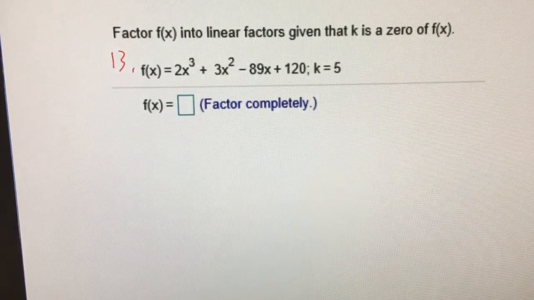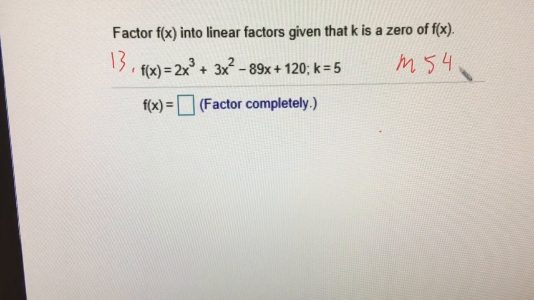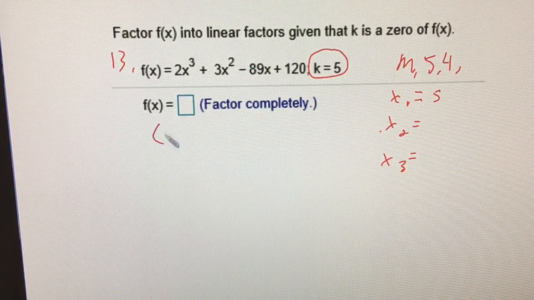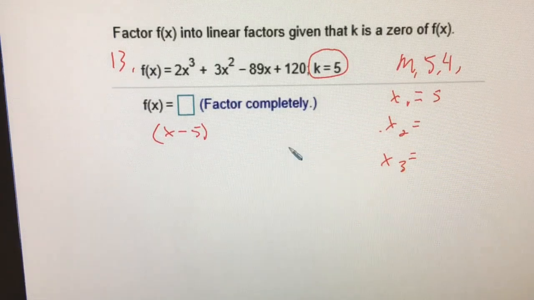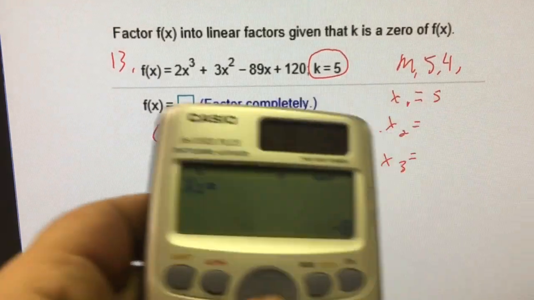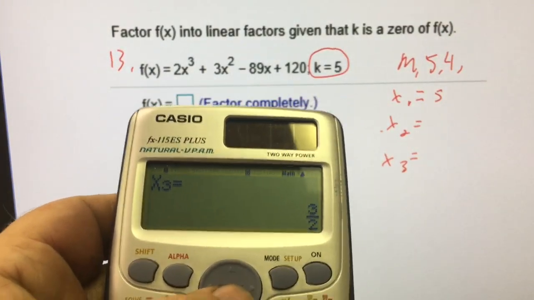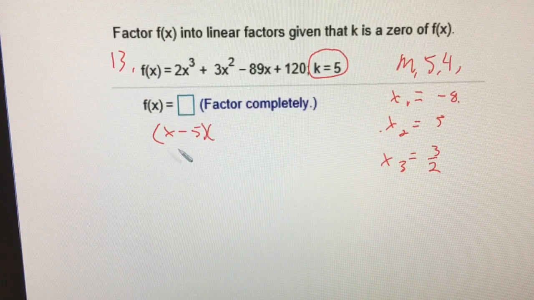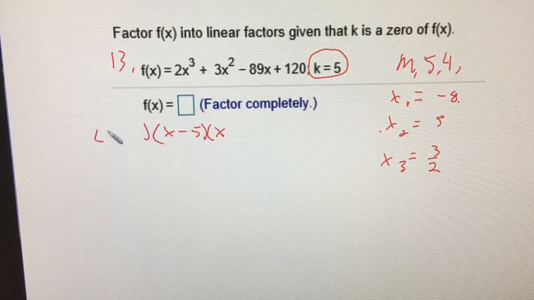Factor completely. To factor completely, we're going to mode 5 for it again. And whatever our answers are, x1, x2, and x3, those are going to be changed or transformed into our factors. They already gave me one of the answers is 5. So I know one of my factors is going to be x minus 5. They were so kind to give me that answer. So after I did the mode 5 for, my first answer is negative 8, then 5, then 3 halves. So I'm going to go in the order that my calculator gave me, negative 8, then 5, and then 3 halves. And the factors that it's going to turn into are x minus 5, x plus 8.